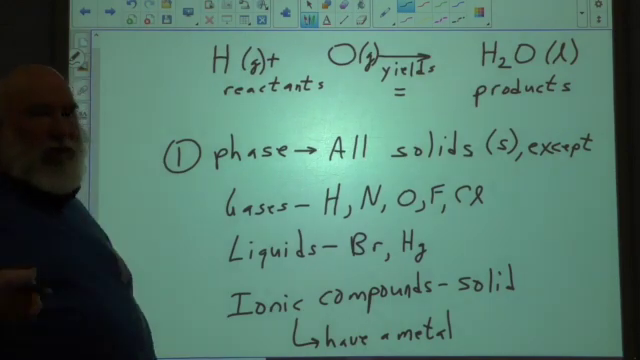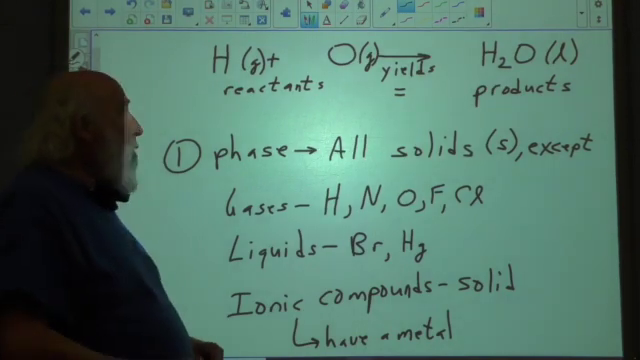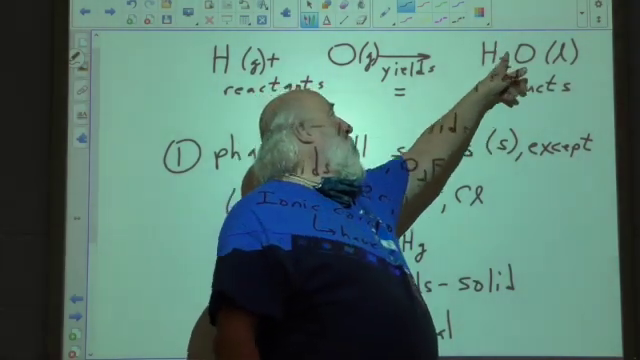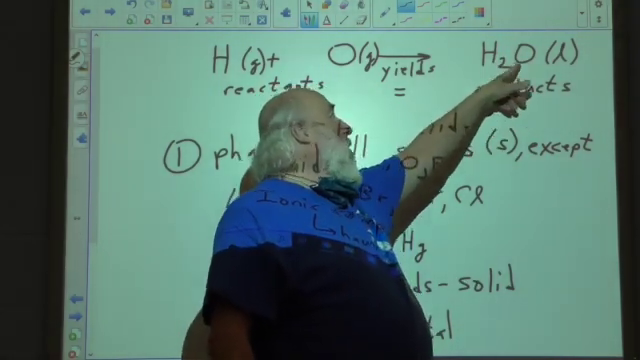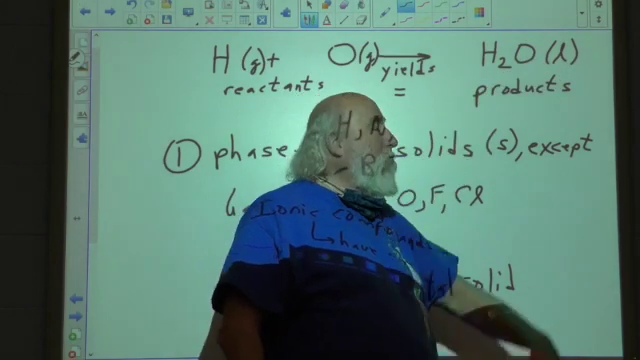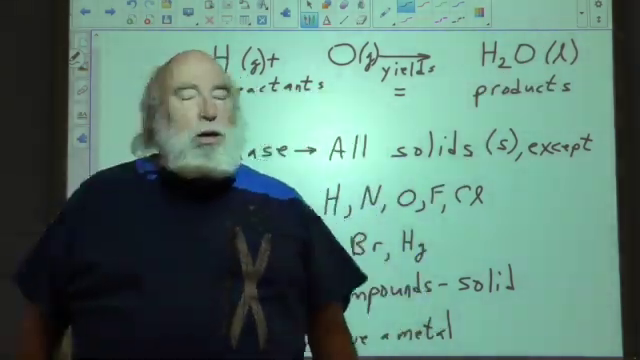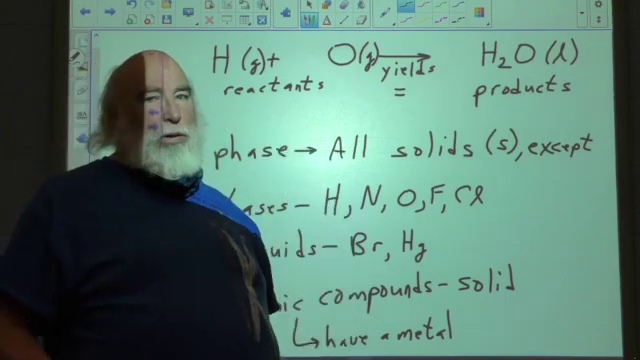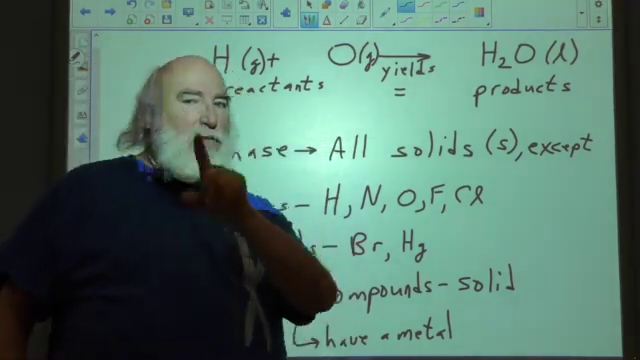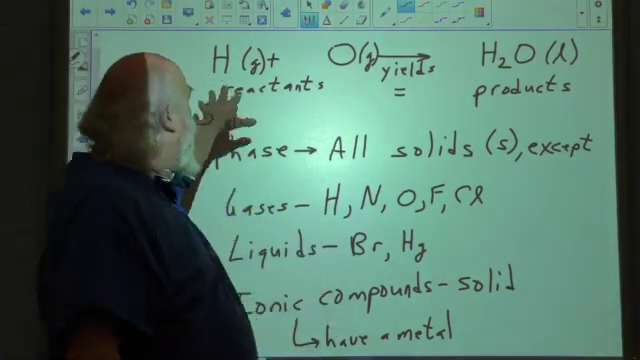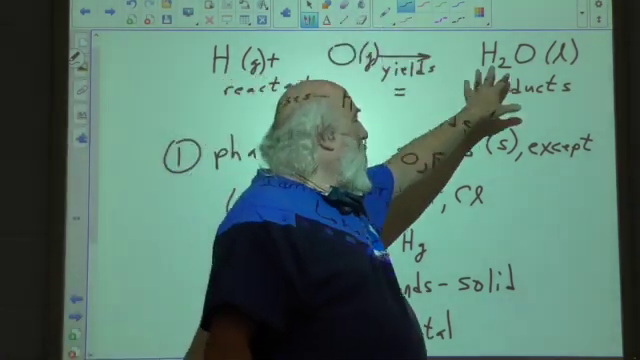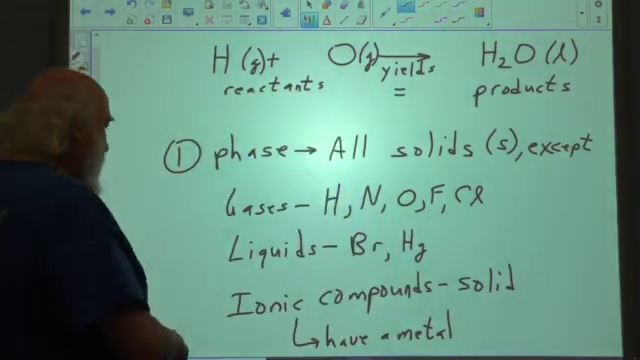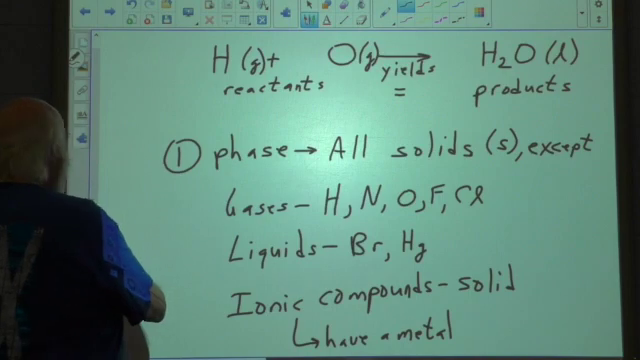What is the phase of each component? Now, I've seen people try to do this. They say, oh, hydrogen gas, they put a (g) in parentheses in the middle, and oxygen gas, put a (g) in parentheses afterwards. No, it is the phase of the compound together. One phase per substance. One phase for hydrogen, one phase for oxygen, one phase for water. Okay? All right. Second thing we have to deal with.